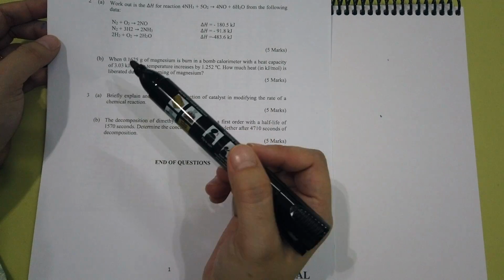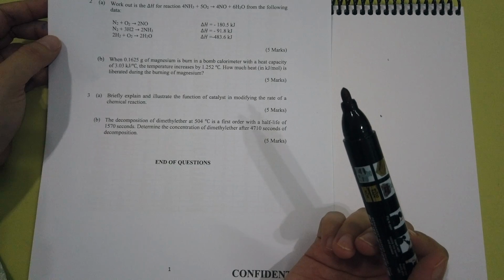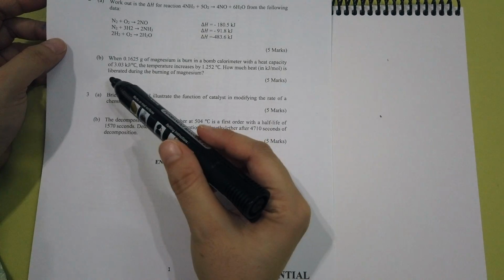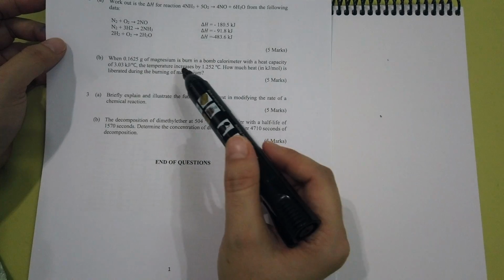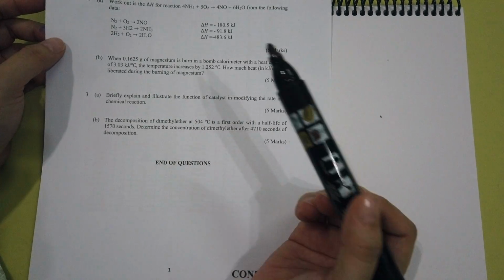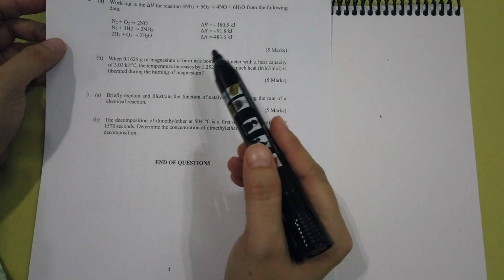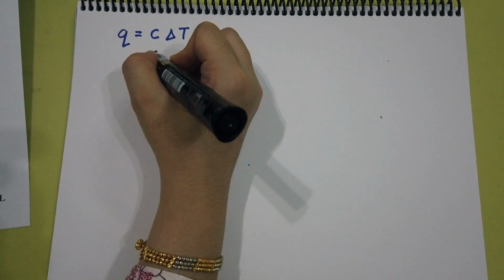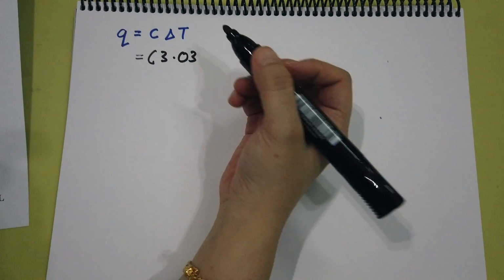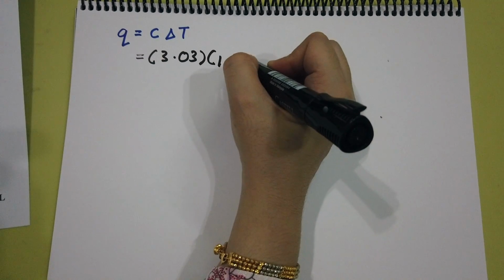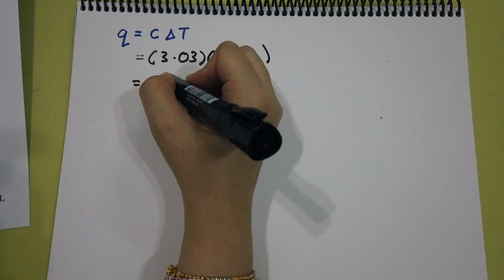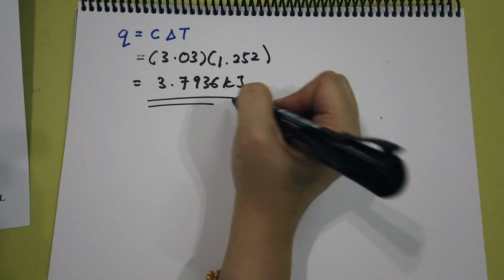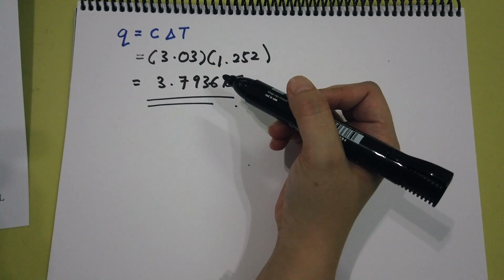So from here, you can use the formula Q equals C delta T, where delta T is the change of temperature. Given to you, C is 3.03, and the temperature increases by 1.252, so you don't have to calculate your delta T yourself, you just plug in this value. So 3.03 times 1.252, and you should get 3.7936 kilojoule.